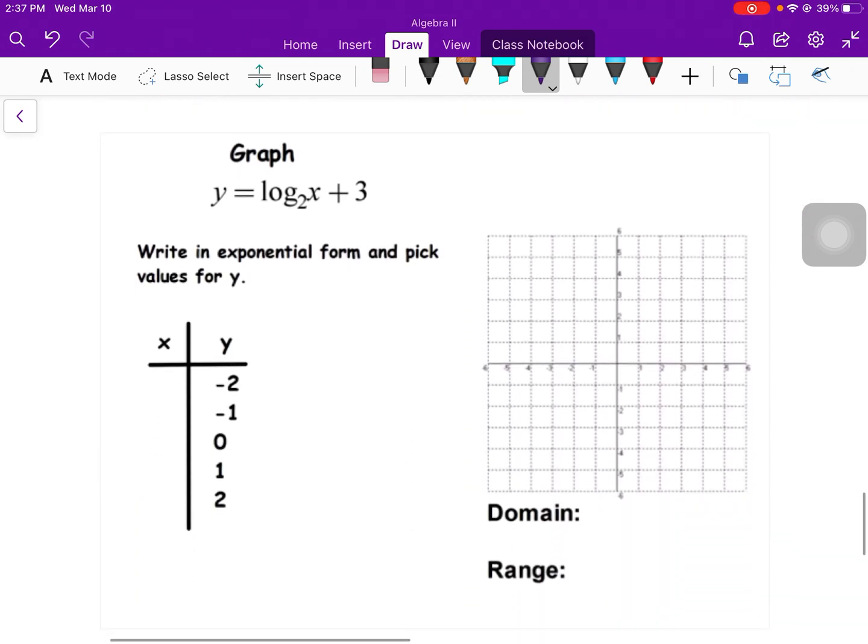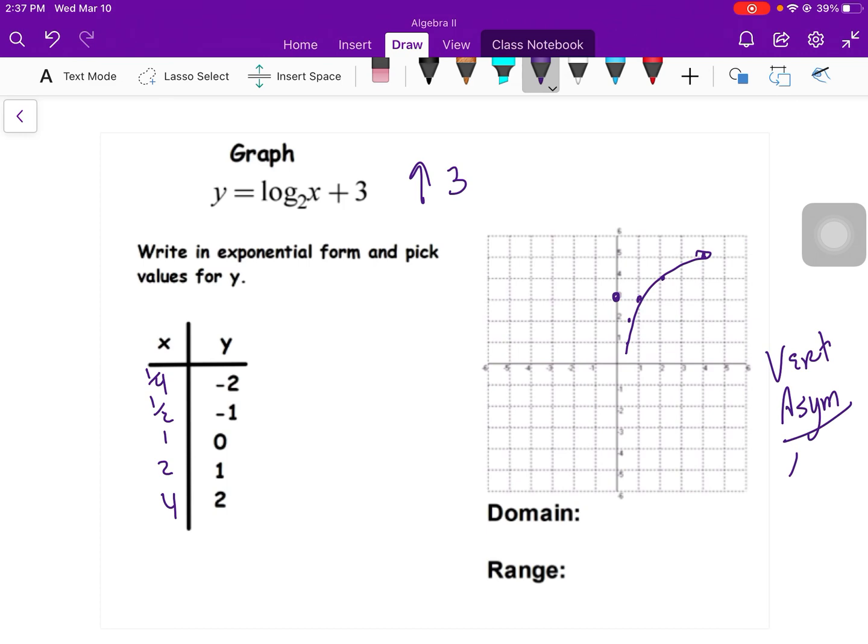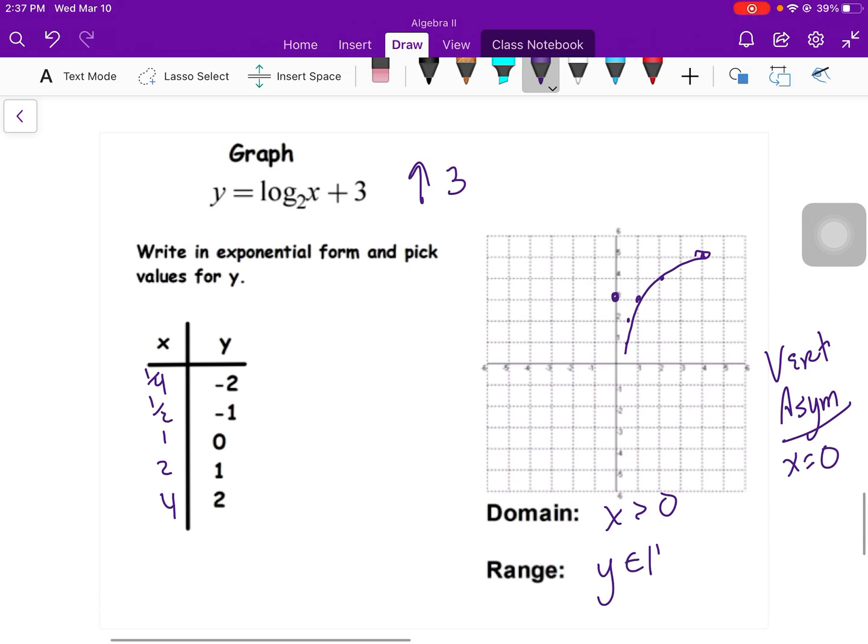Okay, put the plus 3 outside of parentheses and it's going to move it up 3. So now my starting point is going to be up 3, and it's the same parent function. So from there, negative 2 down, and it looks something like this. But notice how I didn't move it left or right. My vertical asymptote is still going to be at 0. So my domain is still going to be greater than 0, and my range is all real numbers.